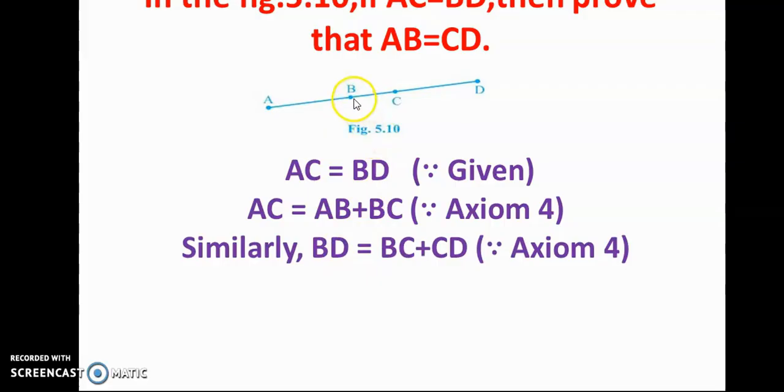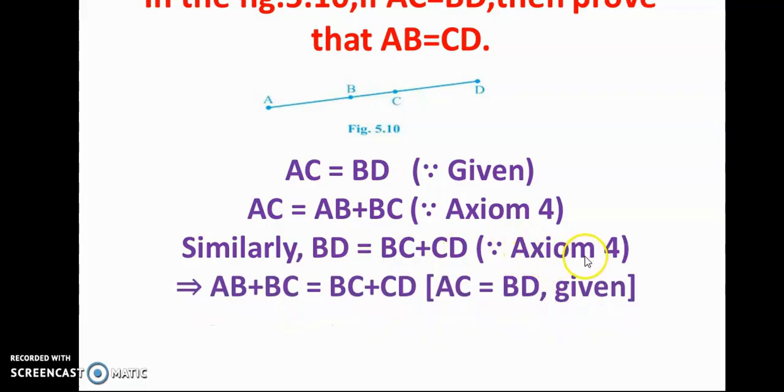And again, like that, this BD is the line segment which coincides with BC plus CD. So, they are also equal. And I have taken BD is equal to BC plus CD according to axiom number 4. And they given that AC is equal to BD. When LHS is equal, RHS is also equal, no? So, when AC is equal to BD, AB plus BC is equal to BC plus CD.